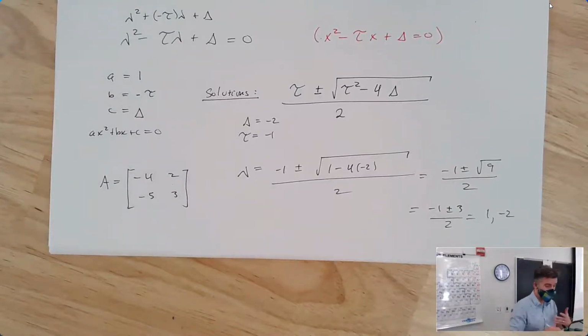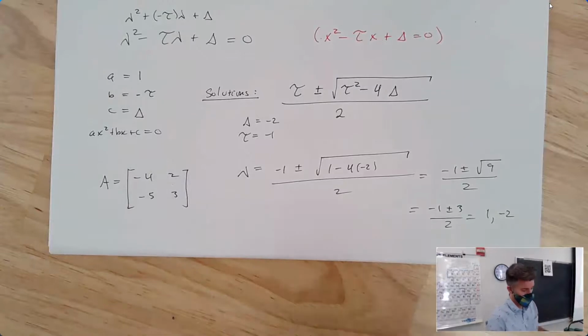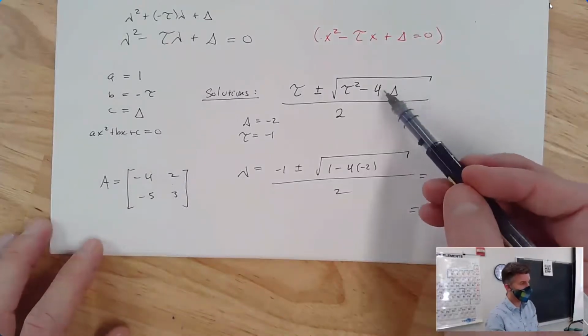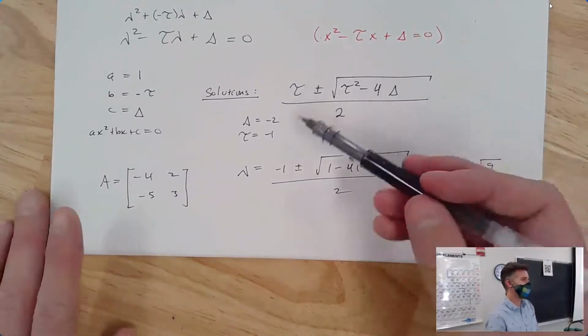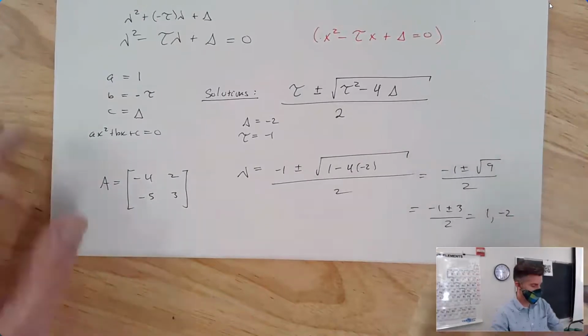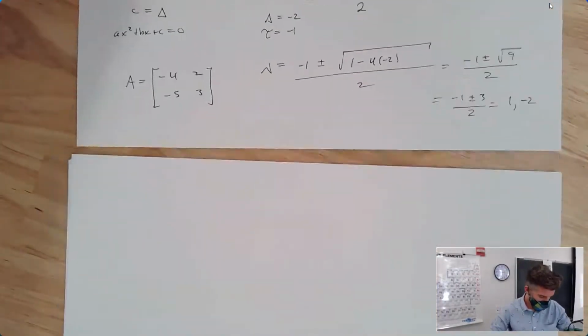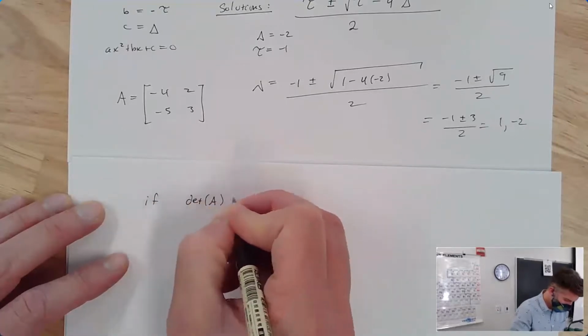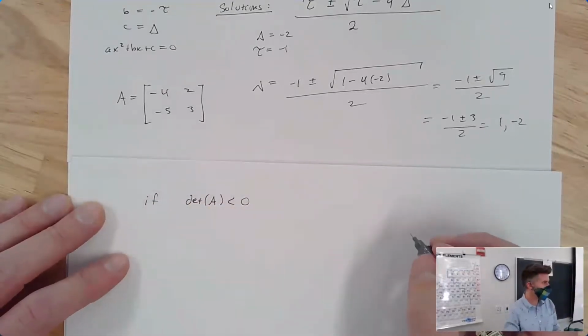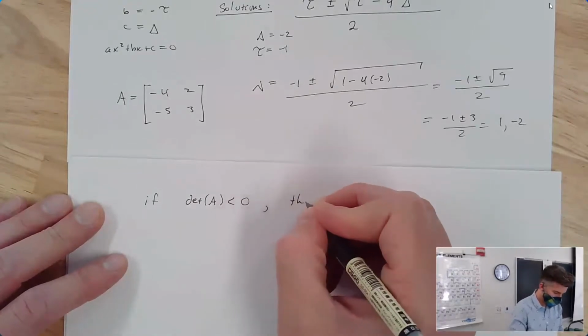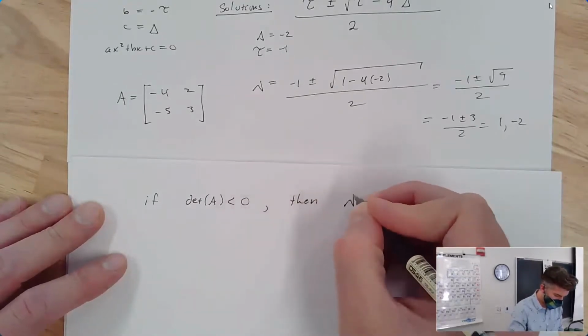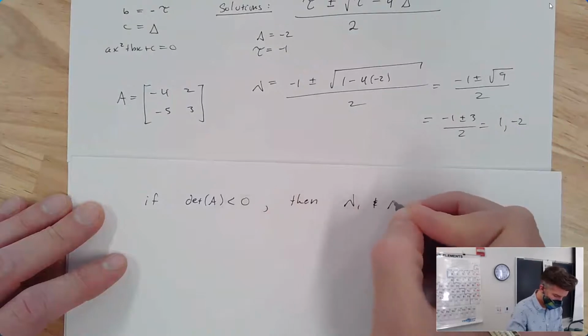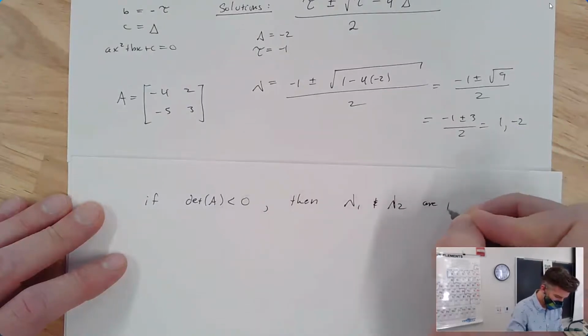So it's going to be true that if the determinant is negative, your eigenvalues are always going to be the opposite sign. I'm going to say that again. If the determinant of A is negative, then your eigenvalues are opposite sign.